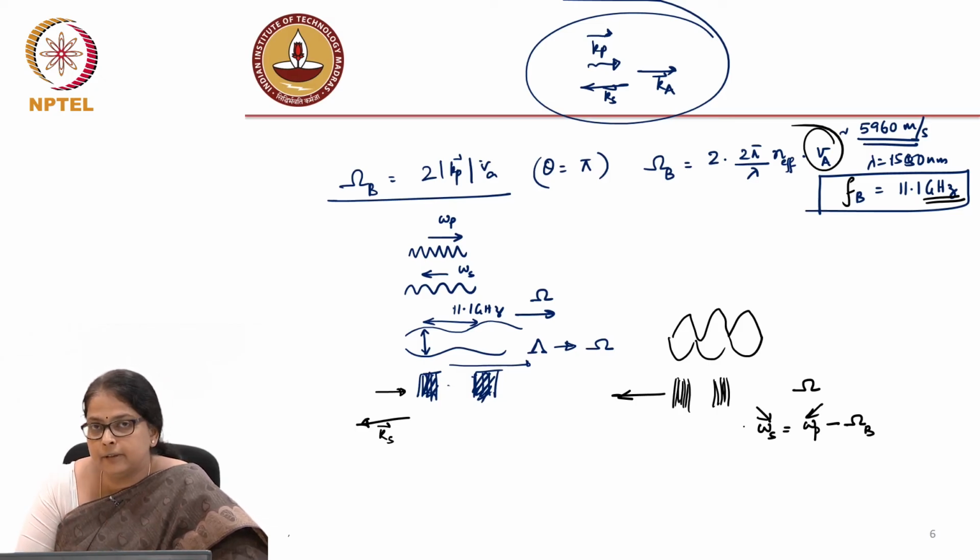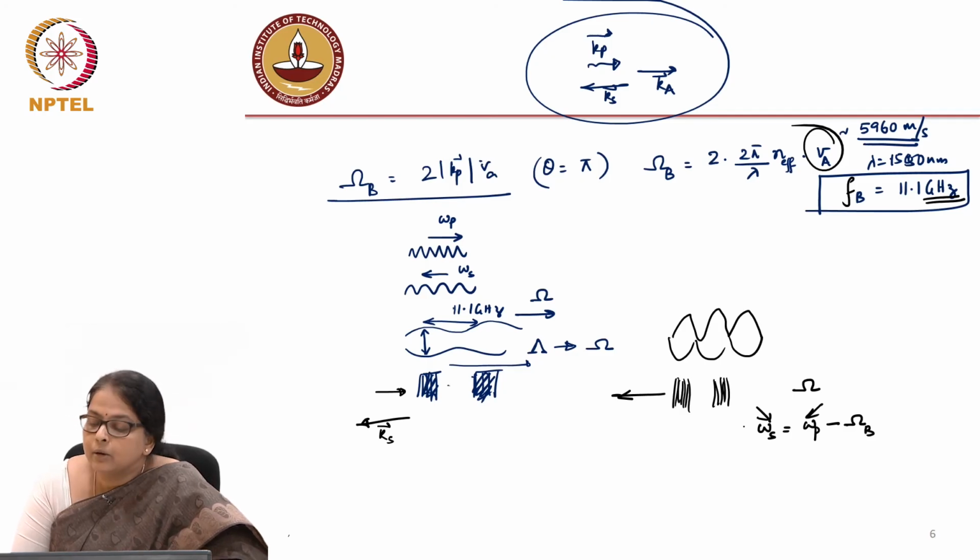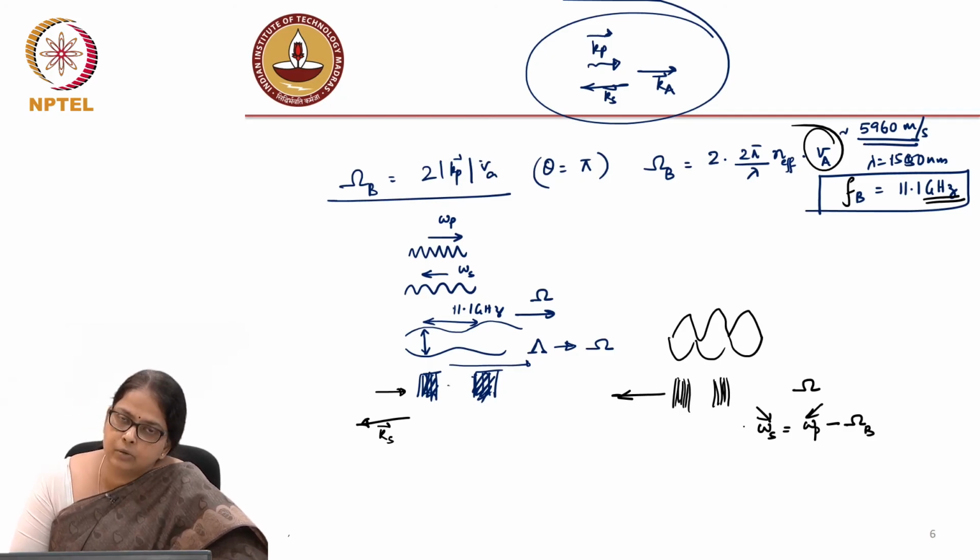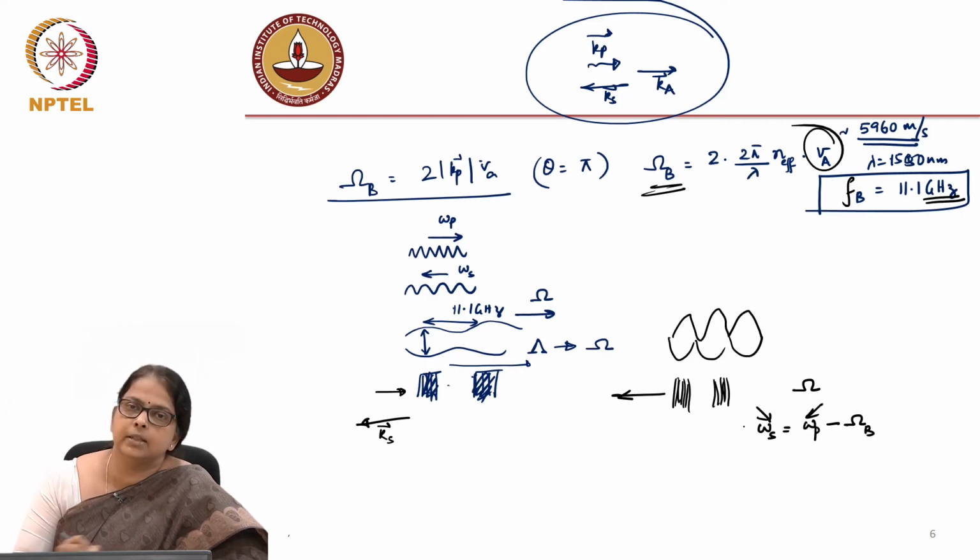So when you heat up the fiber, or when there is a change in the fiber, the acoustic velocity changes, and when the acoustic velocity changes, the omega b changes, and hence you can find out the specific value of the temperature and strain.